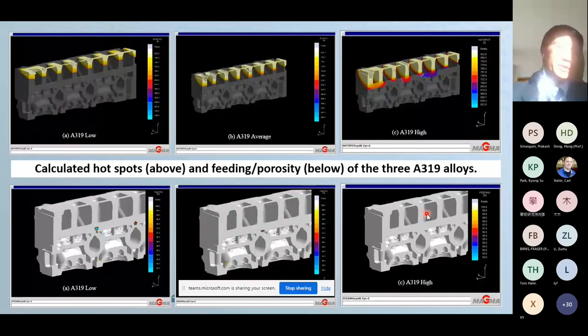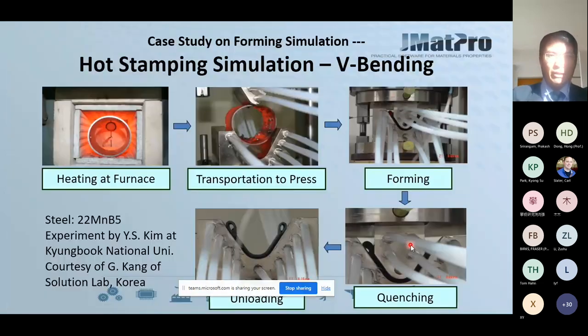And here, I'm going to show you some of them. The top one is the calculated hotspots. And you can see these are low spec, average, and high spec. You will have different simulation results. And the one below is the feeding porosity of these three alloys. And for different spec, you can see you will have different forms of defects. For those doing casting simulation, you probably can get more information from this kind of results than from me, because I'm no casting simulation expert. So that is the part on casting simulation.